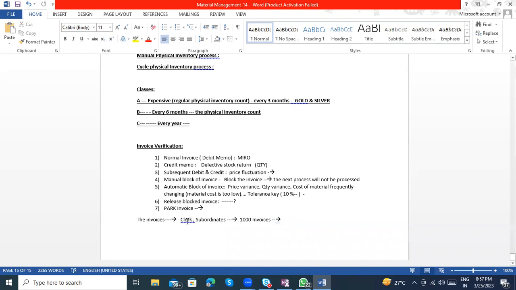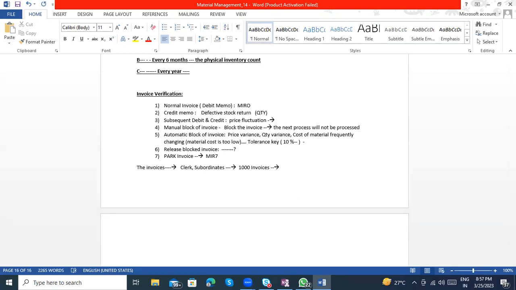Got it. So this is park invoice, which is MIR7. They will initially create the document but not post it directly; they put it into Park, and after that the superior will come and accept the invoice. Other than this, cancellation is common, right? Every document has cancellation. So cancellation is one process.